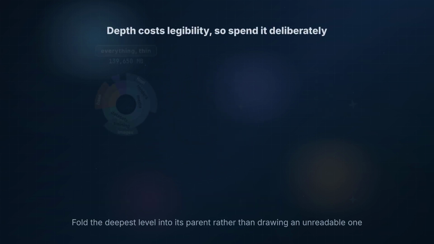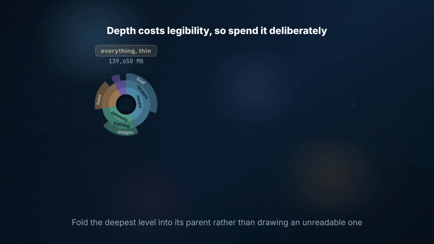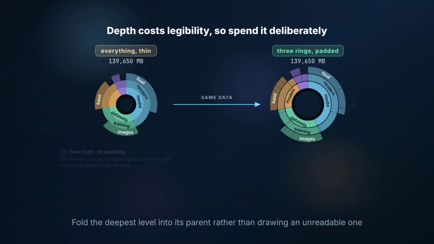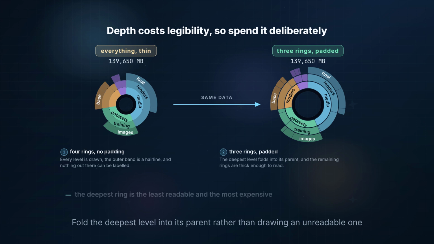Depth is the knob most people get wrong because adding a level feels free. Every ring you add makes every ring thinner, and thickness decides whether a level can hold a label at all. Unbalanced trees make it worse. One branch reaches 4 levels and another stops at 2, so you pay for depth you barely use. A hairline of angular padding and a little corner rounding separate neighbors without borders. But the real fix is folding the deepest level into its parent, where its magnitude still counts.